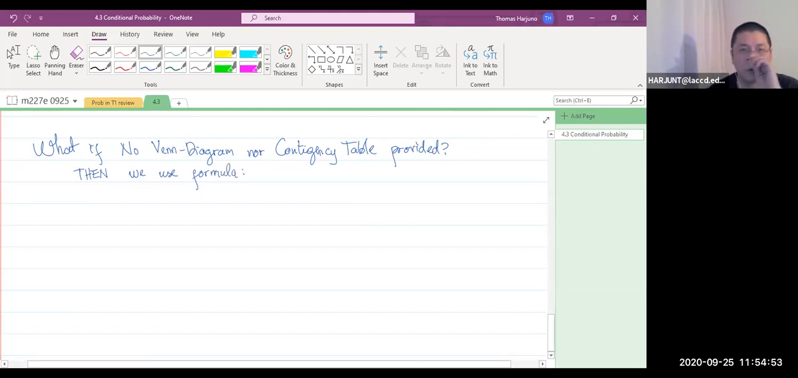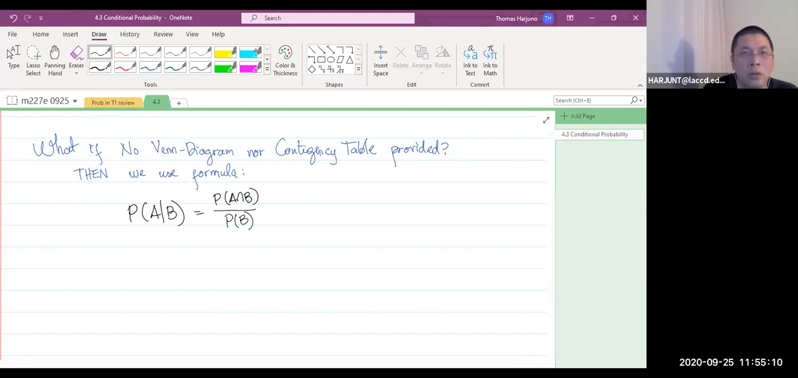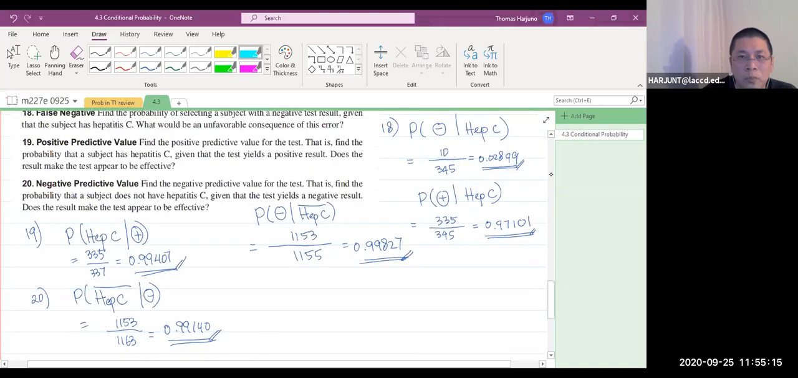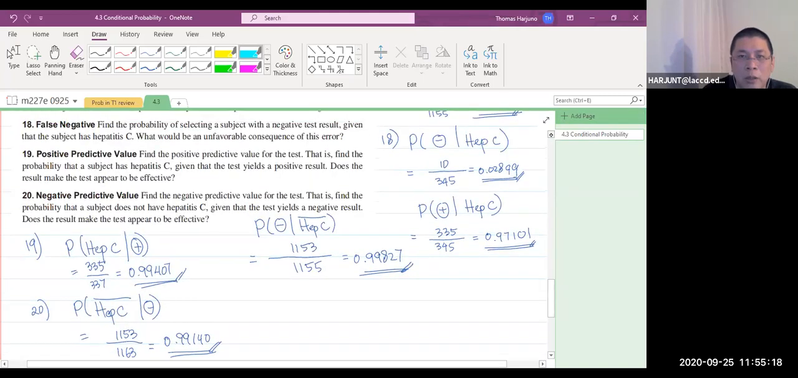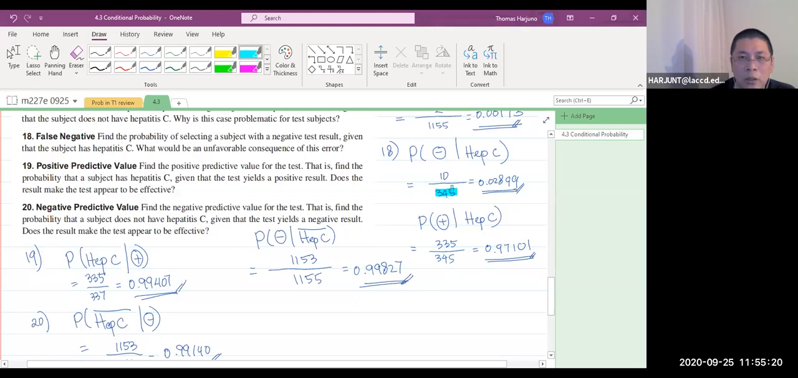Now the formula for conditional probability is the following. Probability of A given B is equal to the probability of the intersection over the probability of the condition. Notice that the condition is always in the denominator. In fact, notice that the denominator here is, in the earlier approach, not the probability but the number of elements of the condition.